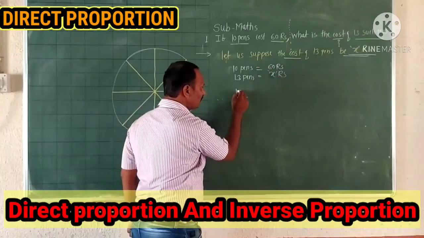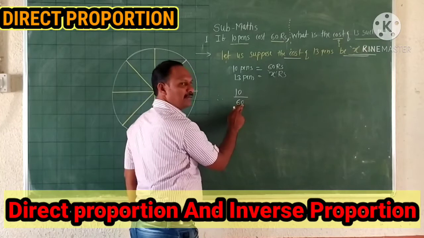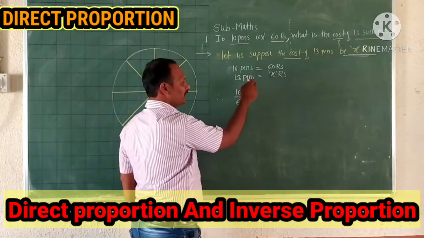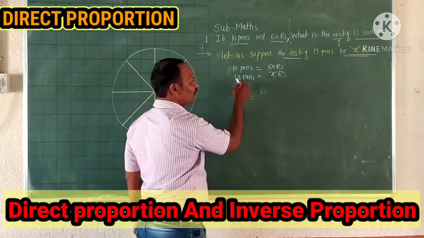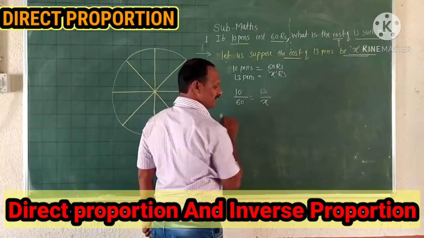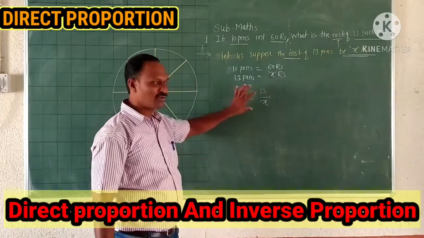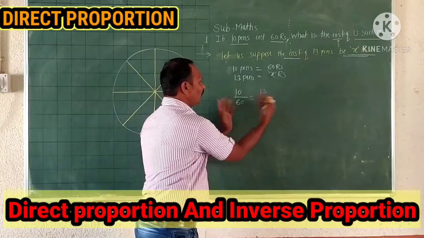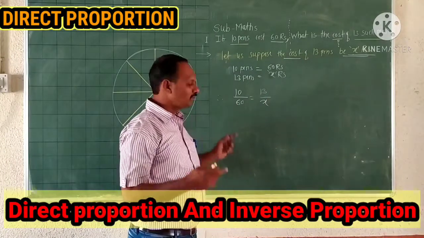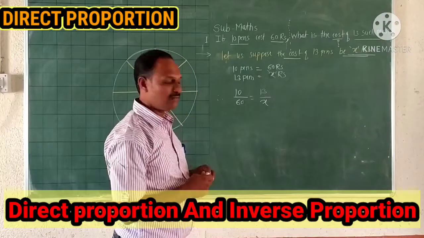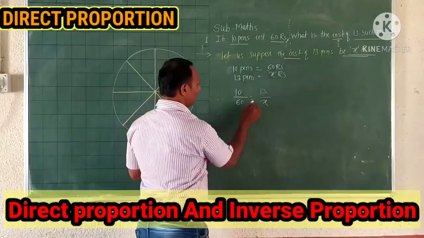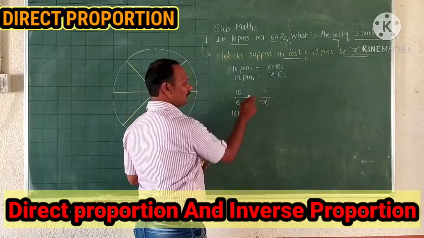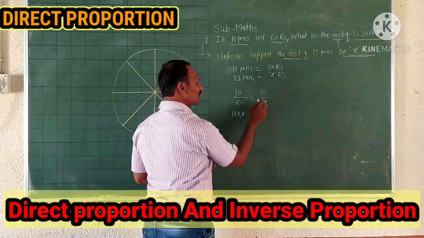You write ratio. Ratio means numerator upon denominator. 60 rupees is the denominator, that is the cost, is equal to 13 pens. You write here 13 pens as numerator and the denominator is X rupees. You write it in this type in the ratio. This is called the ratio. Now a simple method: if there is an equal to sign between both fractions, then you make a cross multiplication. So what is the cross multiplication here? 10 and X. 10 into X is equal to the second multiplication, 60 into 13.